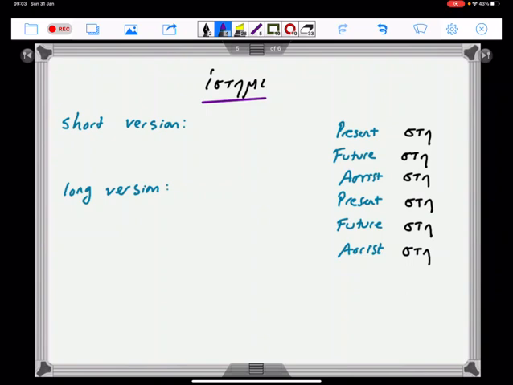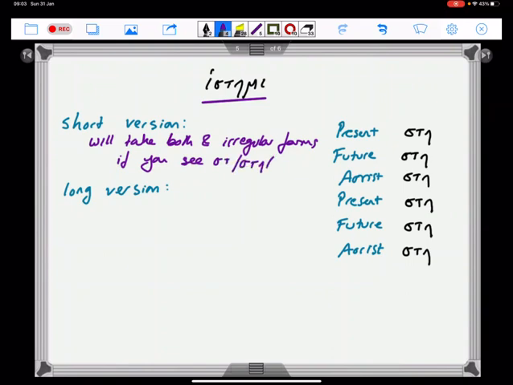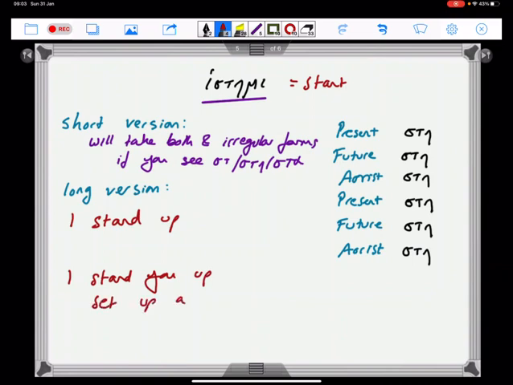Short version will take both regular and irregular forms. If you see st, ste, sta, then you've got histēmi. Longer version, you've actually got a difference. So it means stand, but you can stand up yourself, or you can stand someone up by getting someone up, or set up a stall, or in Greek, often a trophy, a pile of helmets after a battle or something. Those two different versions of the idea are transitive and intransitive. Stand up is intransitive. There's no object there. I stand you up or set up a stall is transitive because there is an object.